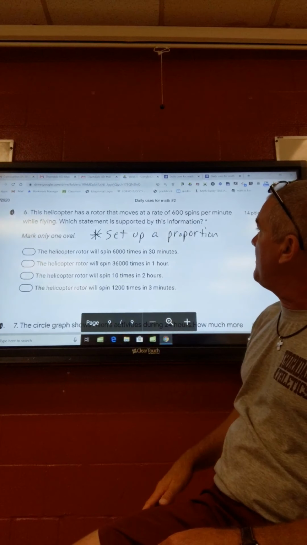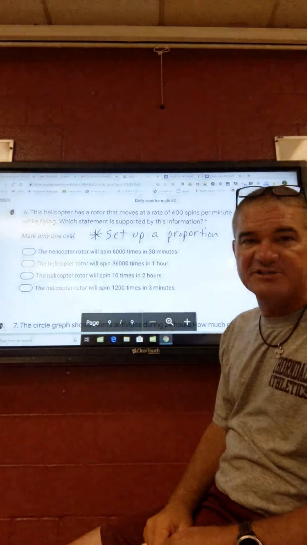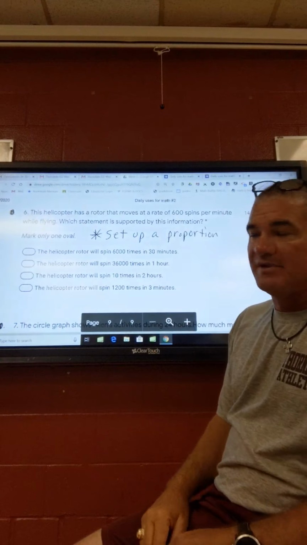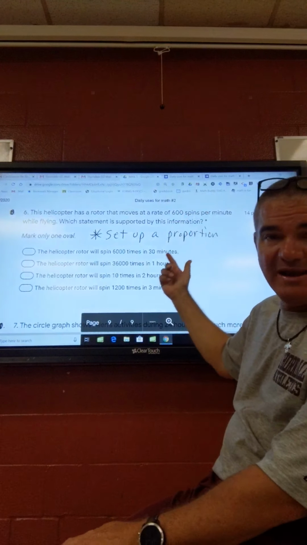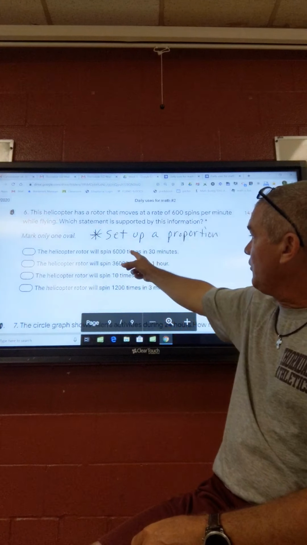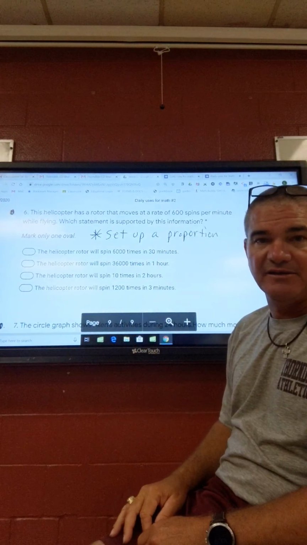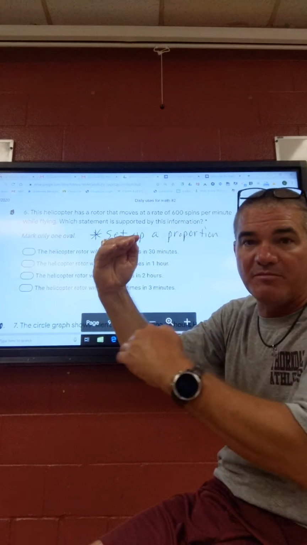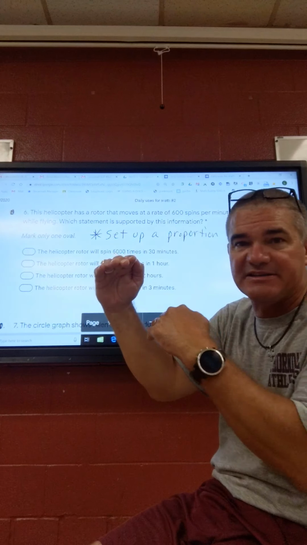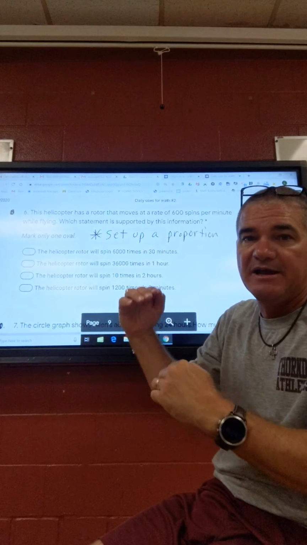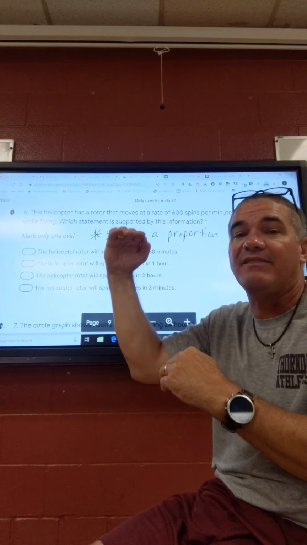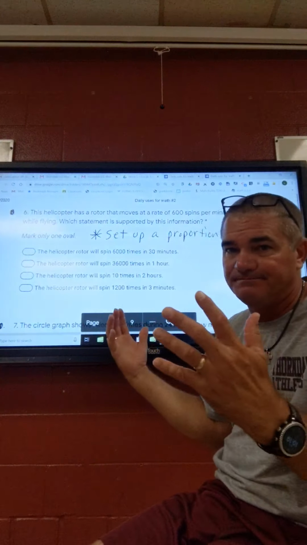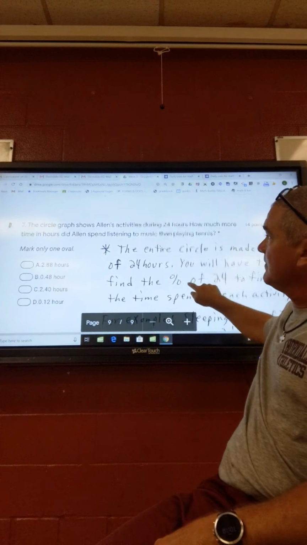All right, there's a helicopter. It's going around 600 spins per minute. Which statement is supported? Once again, you see it's 600 per minute, and then you figure out which one of those is correct. You can set up a proportion: spins per minute. Spins on the top, minutes on the bottom, or vice versa, it doesn't matter. But if spins are on the top on this side, they have to be on the top on that side. If minutes are on the bottom, minutes are on the bottom on both sides.